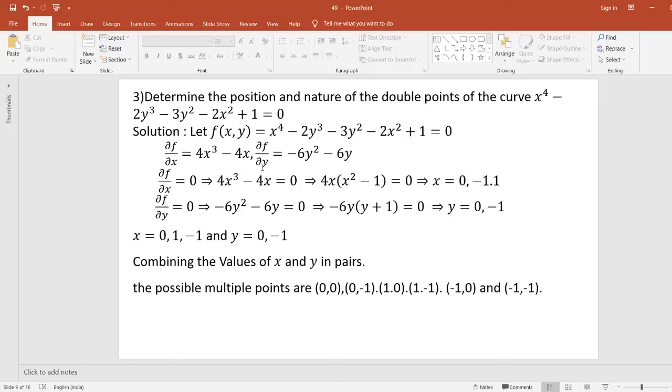Next, del f by del y is equal to minus 6y square minus 6y, and these terms act like a constant with respect to y.